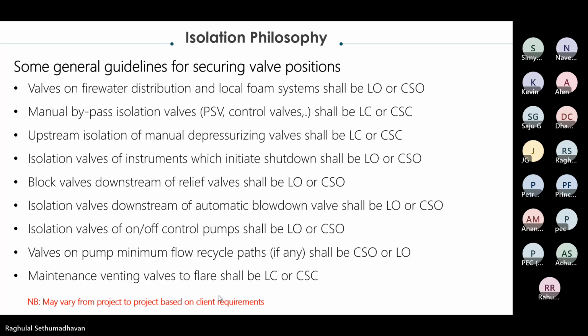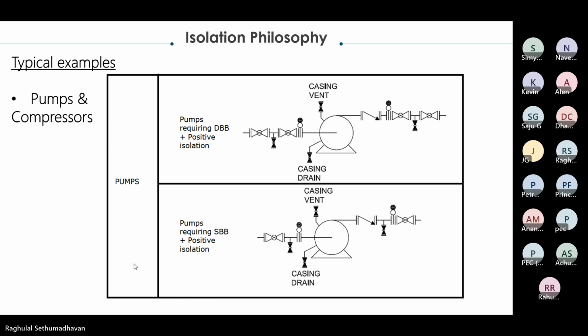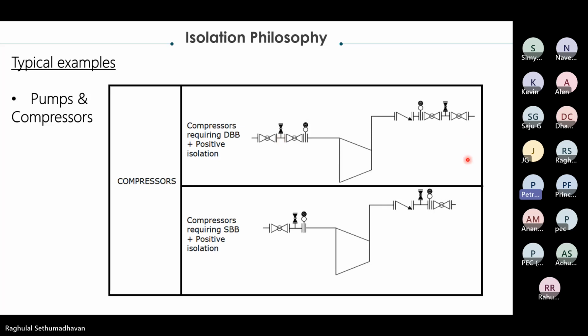Okay. Now we will see some typical examples for pumps and compressors. First one is DBB arrangement for a pump. Second is normal SBB arrangement. Next is for compressors, also a similar arrangement. The only change is that the bleed valve here will be vented instead of drained.